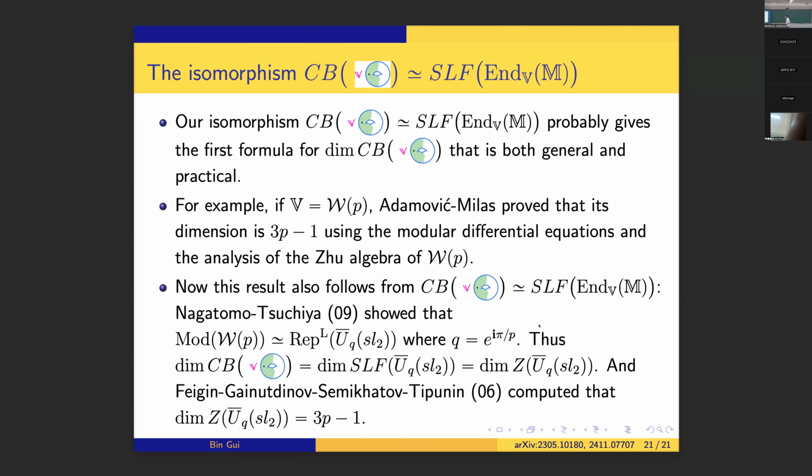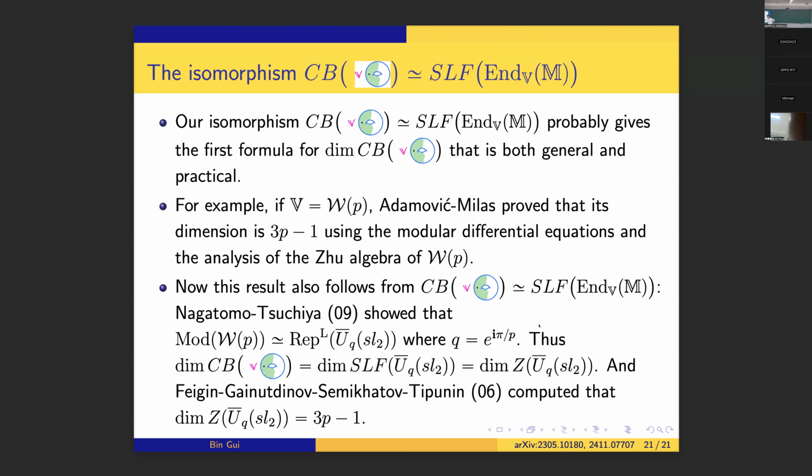And now, using our formula, we can give another proof without using the modular differential equations. Here's the argument. We know that it suffices to compute the dimension of symmetric linear functionals on the endomorphism algebra of any projective generator N. But in 2009, Nagatomo and Tsuchiya showed that the module category of the triplet algebra is isomorphic to the category of finite dimensional representations of the restricted quantum group U_q(sl2), where q is e to the power i pi over p. So according to this isomorphism, we know that in the category of modules of W_p, there is a projective generator whose endomorphism algebra is U_q(sl2).